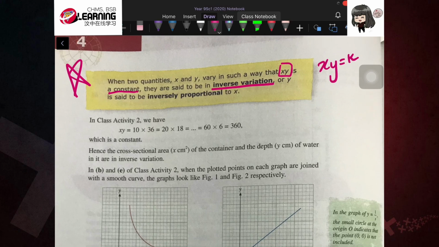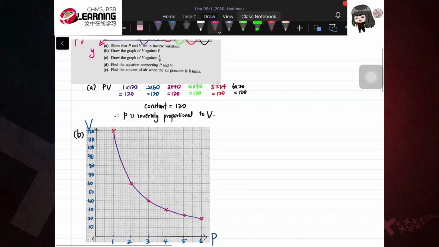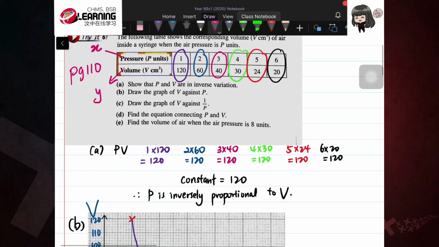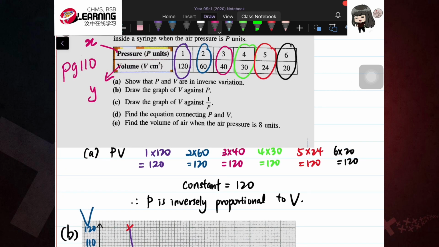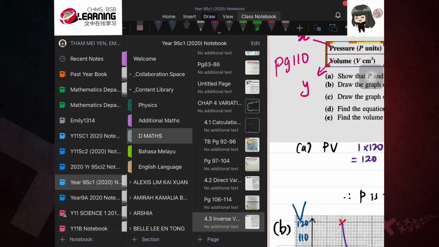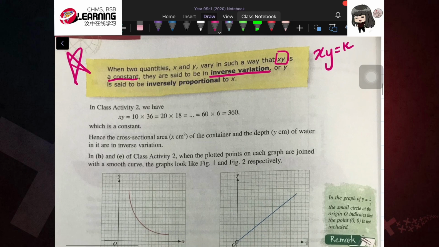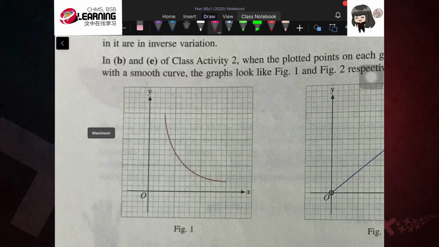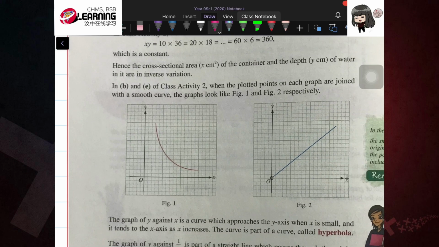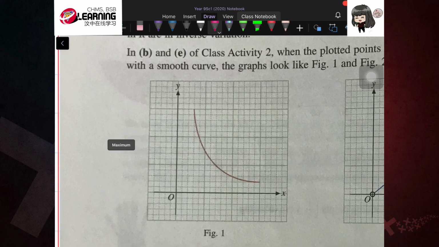This note basically has the same meaning as what I said just now in part A. We show that it's an inverse variation by multiplying xy, or PV. Here we multiply PV, and if we get a constant, it can be said that P is inversely proportional to V. It's the same meaning as this yellow box here. Look at this figure 1. If we were to plot y against x, for an inverse variation, the graph will look like this.